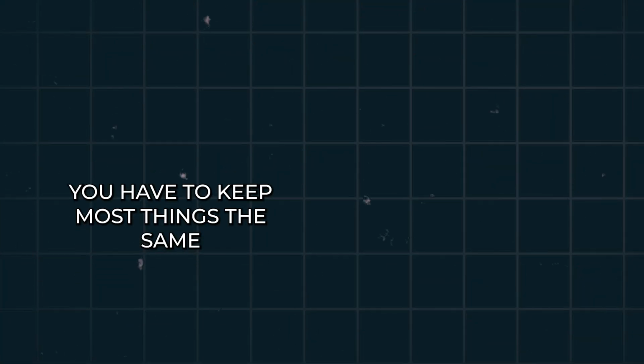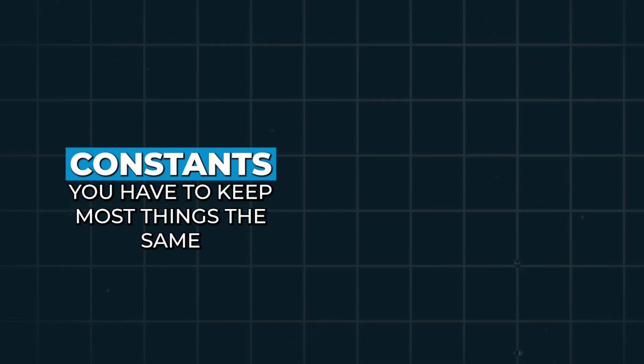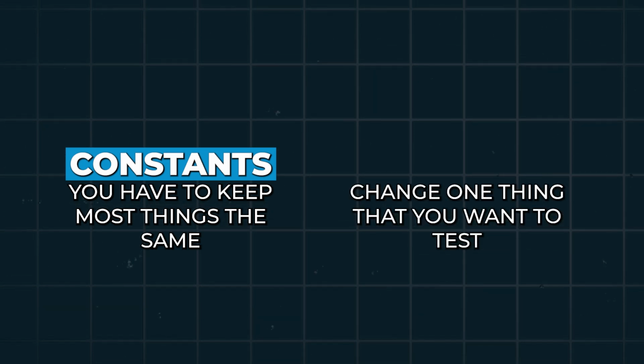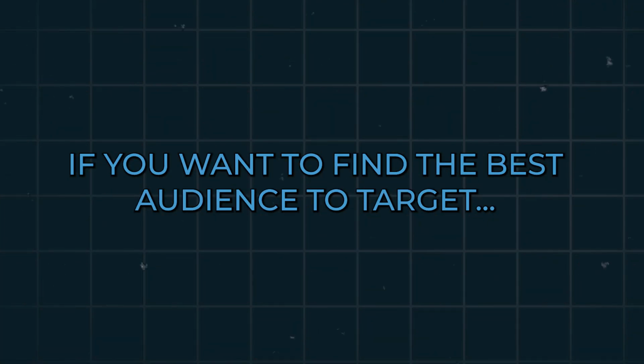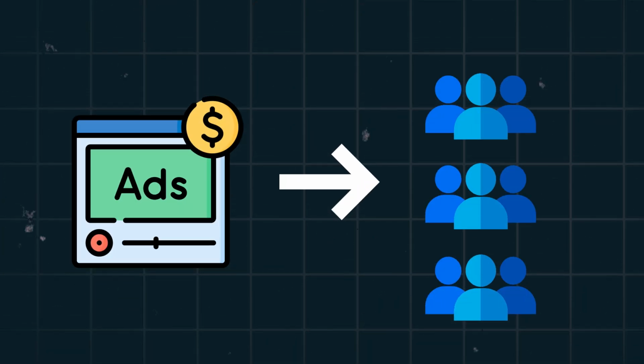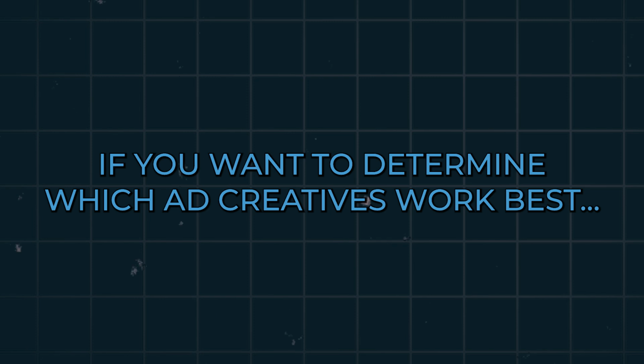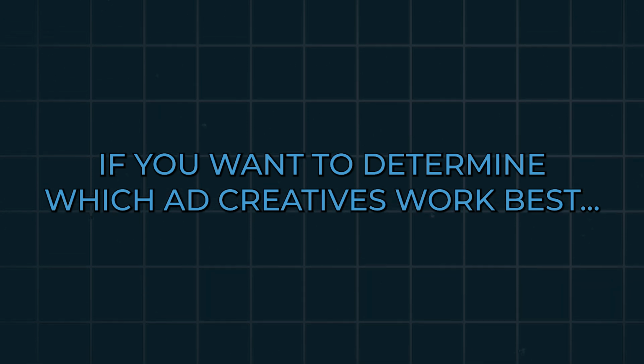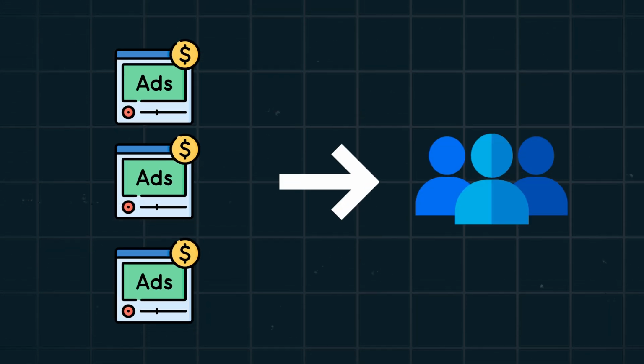In order to run a test like that, you have to keep most things the same, called the constants, and you change one thing that you want to test, called the variable. So if you want to find the best audience to target, then you need to run all the same ads to different audiences to see which one responds best. If you want to determine which ad creatives work best, you need to run different ads to the same audience.